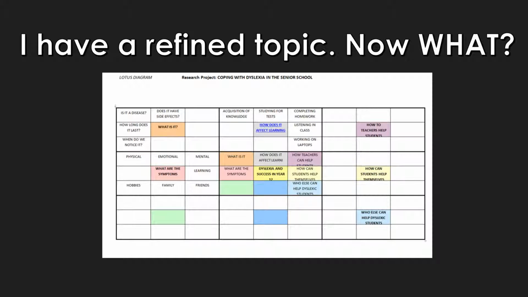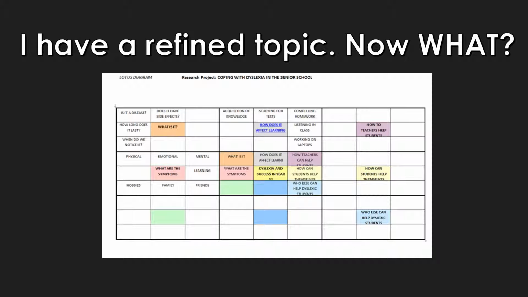What they could do is what they've done in the other boxes, where they've looked at how does it affect learning. And what you can see there is that they've done a bit of a Google search: how does dyslexia affect learning? And they've chucked a few ideas in there: acquisition of knowledge, listening, working on laptops, lots of different ideas. And now they're starting to move towards a more refined question, because they're starting to see how it's possible that they could now research a few of these things.